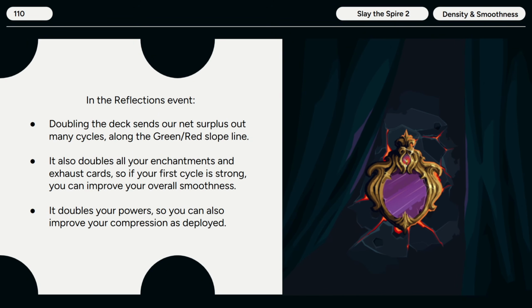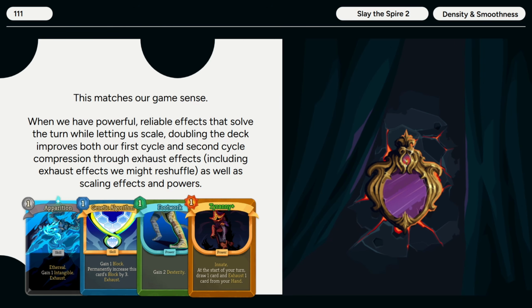So those exhaust cards and your enchantment cards with glam and things like that, they are overtuned compared to typical cards, and just getting more copies of them will make your deck better, even if it comes at doubling your deck. Likewise, the reflections event can double your powers. So you can also improve your compression as those powers are deployed as well. All these impacts match our game sense.